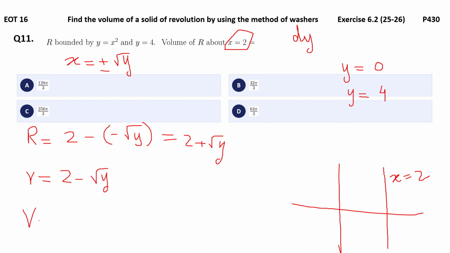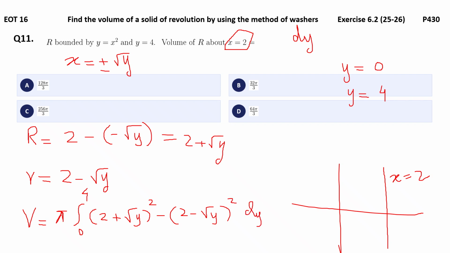Now you can apply the volume. Pi times the integral from 0 to 4 of 2 plus root y, the whole square, minus 2 minus root y, the whole square, dy, which is nothing but option A, that is 128 pi over 3.